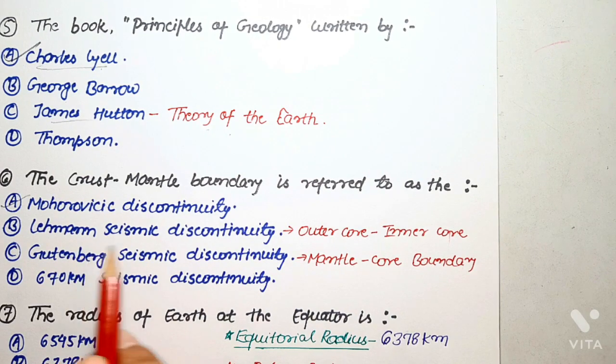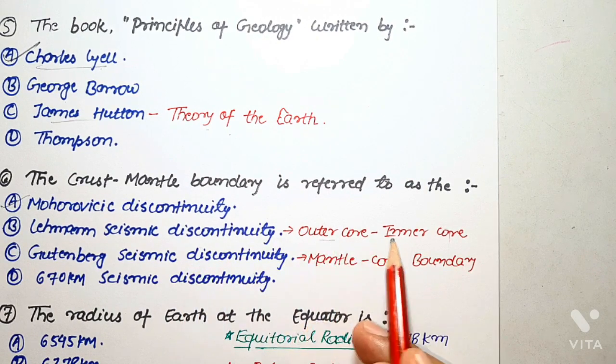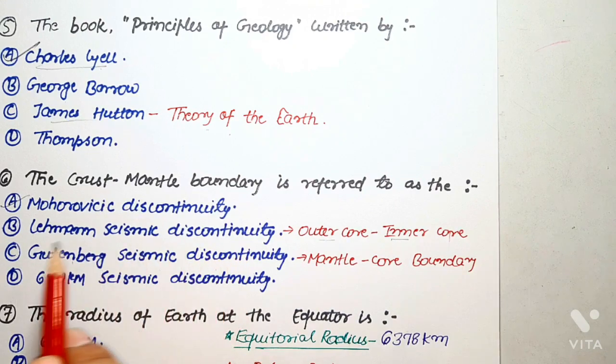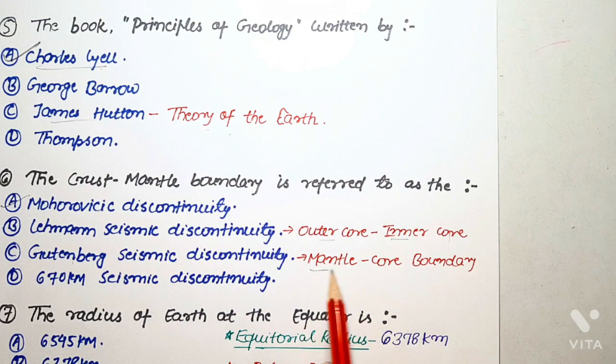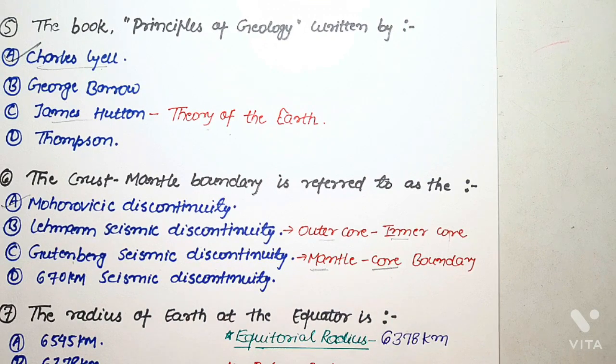Now, the Lehmann seismic discontinuity is the boundary between the outer core and inner core. Coming to the Gutenberg seismic discontinuity, this is the boundary that separates the mantle and core, or you can say the lower mantle from the outer core. This is known as the Gutenberg seismic discontinuity.